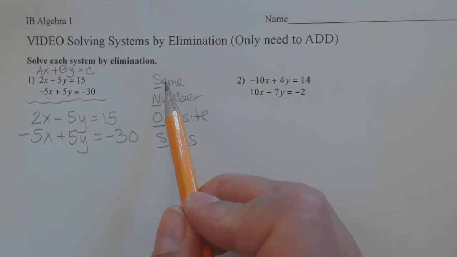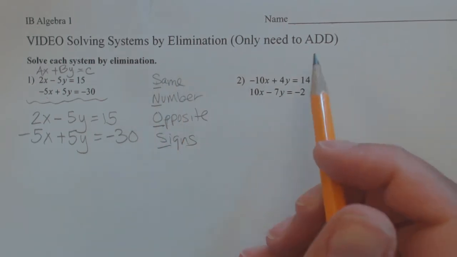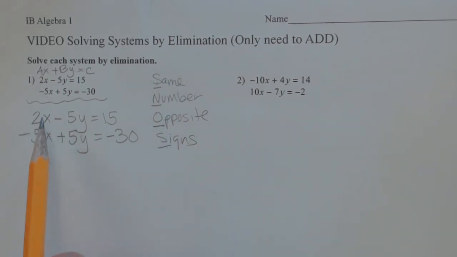So here we go, SNOS: same number, opposite signs. What do I mean by that? Well, let's look at this x variable here. The reason why I line them up is so that I can see what numbers. These numbers, 2 and 5, are not the same number. This one's 2, this one's negative 5. So let's look at our y variables and see if we have the same number. 5, 5, awesome. So this means the exact same number.